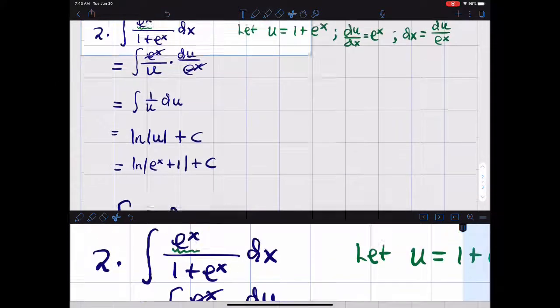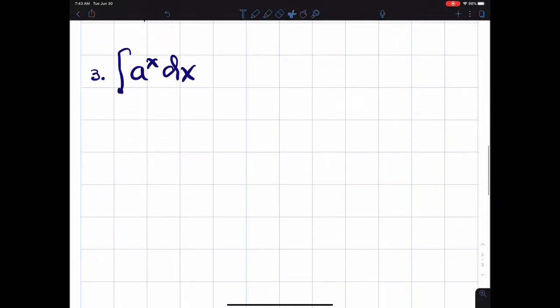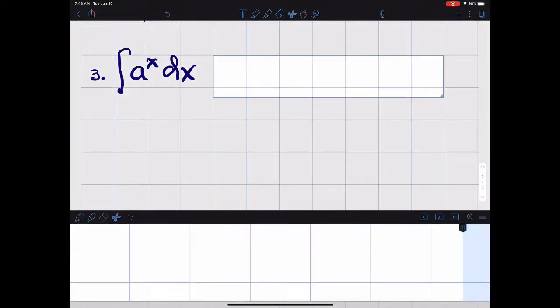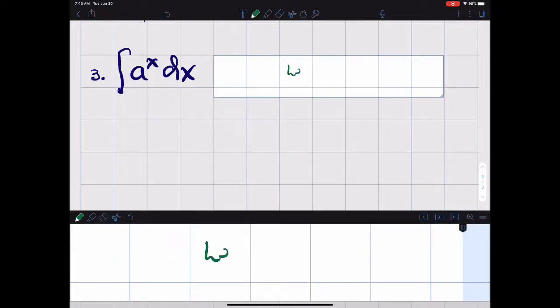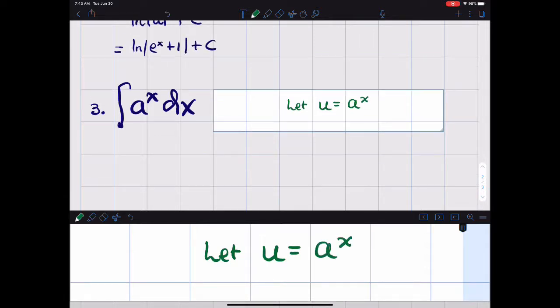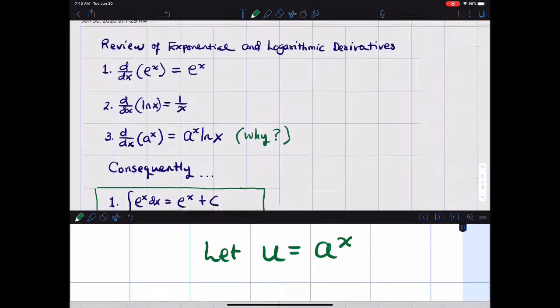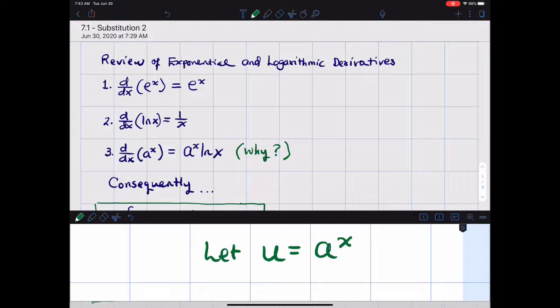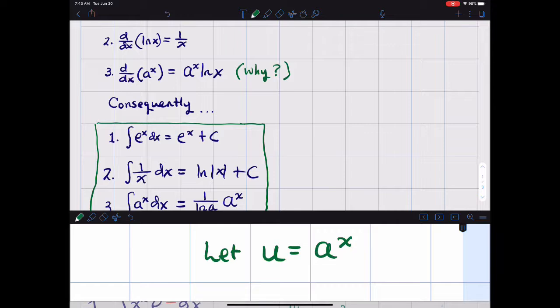So we have no choice but to begin by saying let u be equal to a to the x. So if you remember, the derivative of a to the x is a to the x natural log of a.